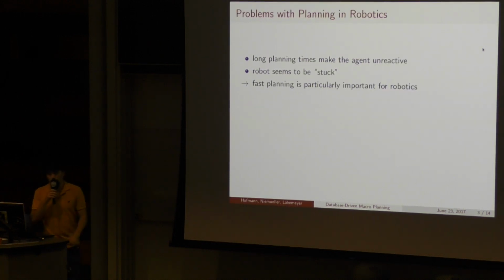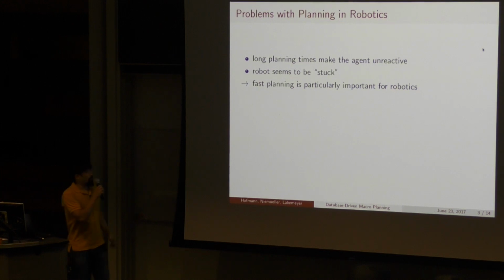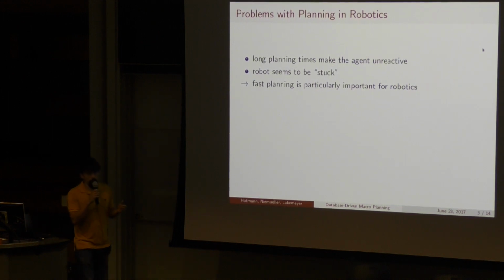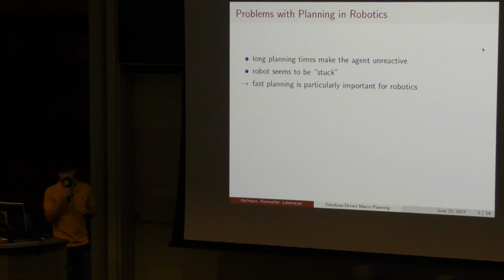So, planning in robotics. The problem with planning on a robot is that very long planning times are not good because they make the robot really unresponsive. So even if the planner only plans for like 20 seconds, for the user it is a very undesirable experience. So fast planning times are particularly important in robotics.